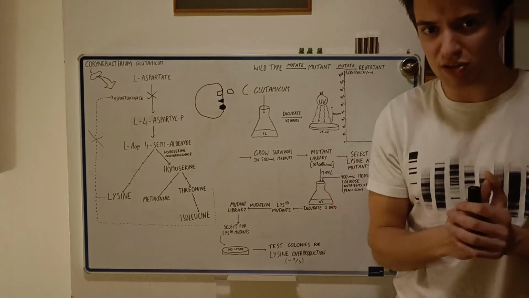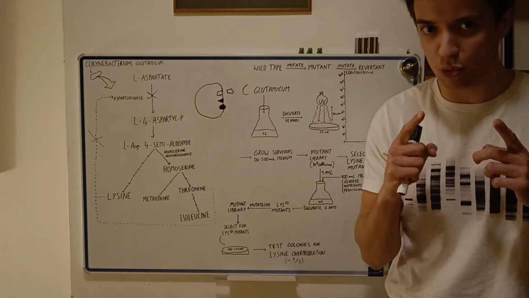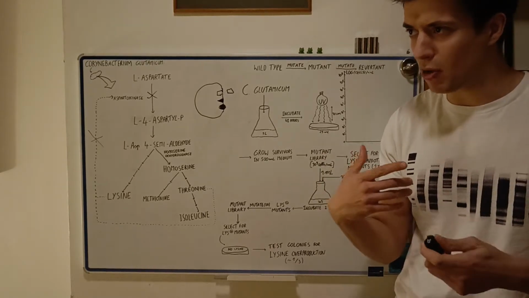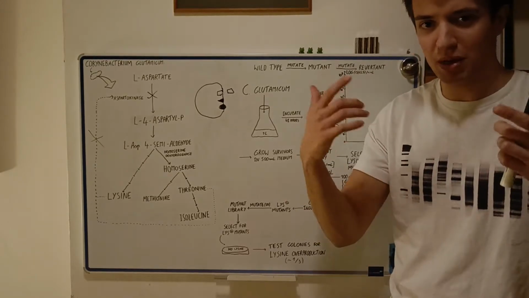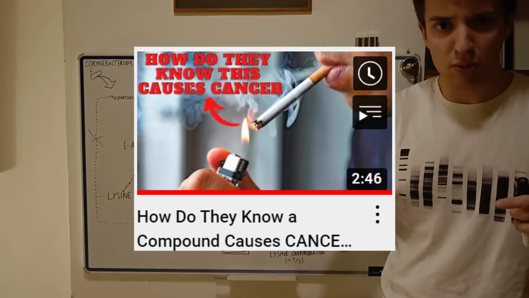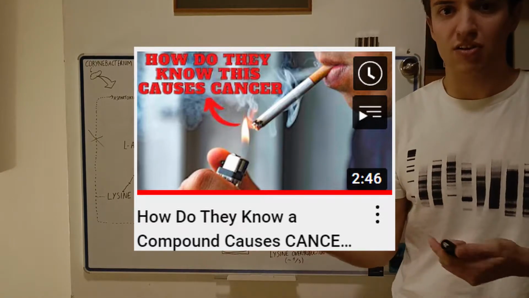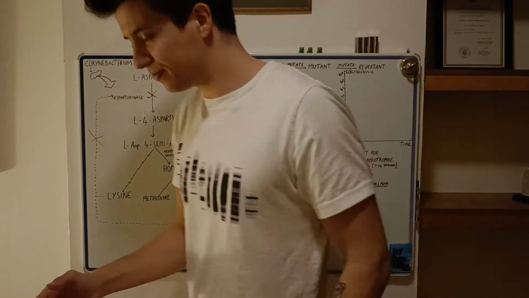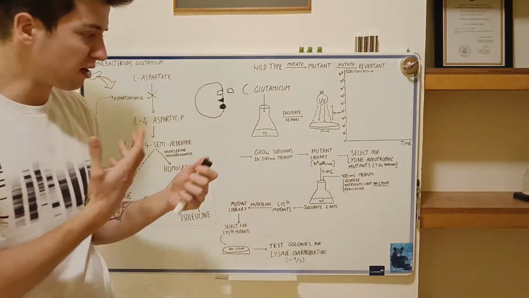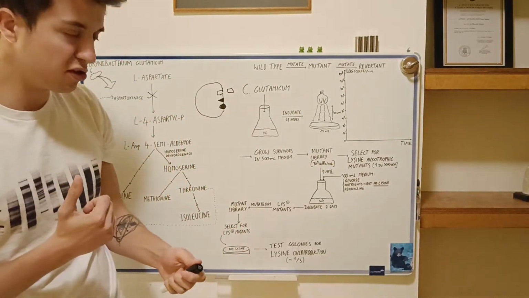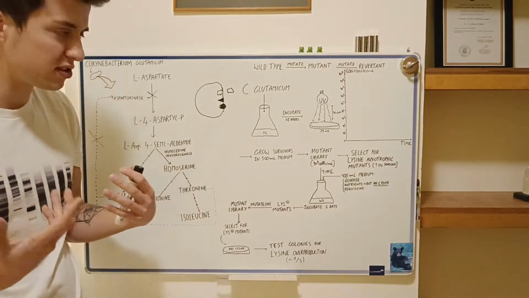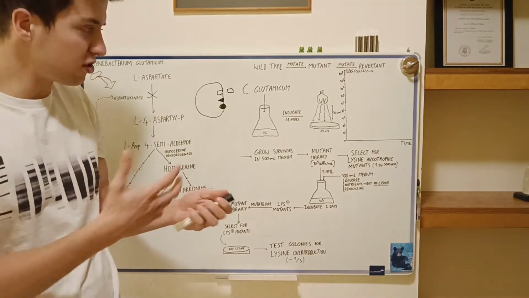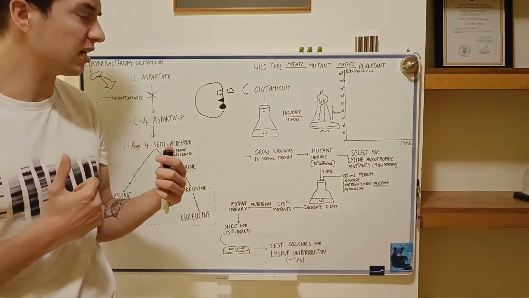And there are several ways to do this, and today I'm going to show one of them, which is most similar to the technique I used in one of my previous videos where I showed how we test if a compound causes cancer or not. The link is in the description. Let's have a look at the other side of the board. Try to follow this story about how we get these overproducing mutants, because it's quite interesting how we were able to achieve this just through random mutation, as you will see in a few minutes.